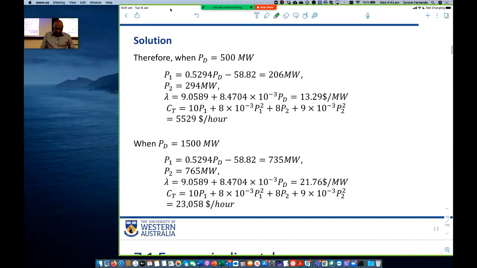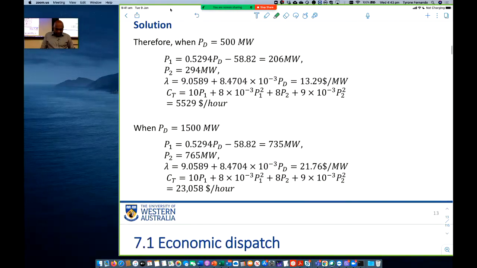And when PD is 1500, generator 1 will be providing 735 megawatts and P2 will be 765 megawatts. The incremental cost here has now increased, 21.67 per megawatt. When you generate more power, it will cost more. For a unit of power, for the same unit, it will cost more, because the per megawatt cost is more.